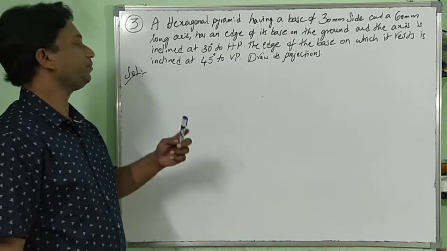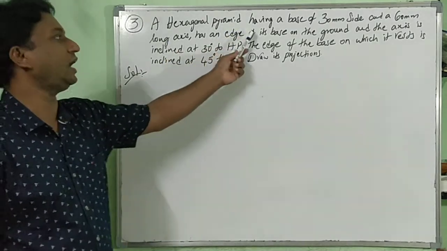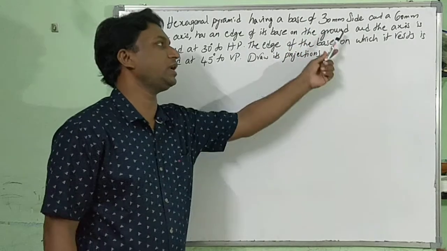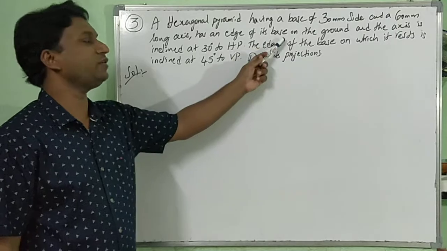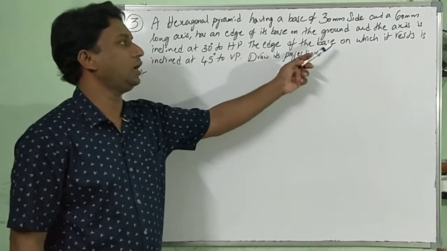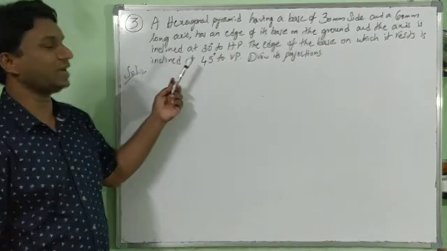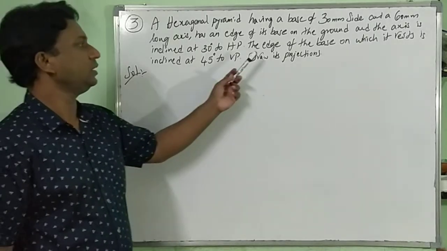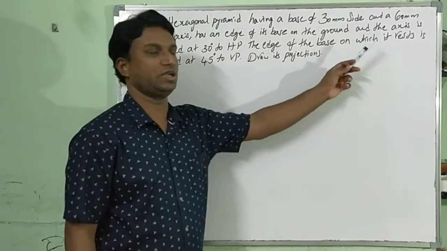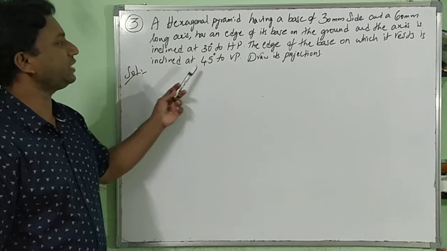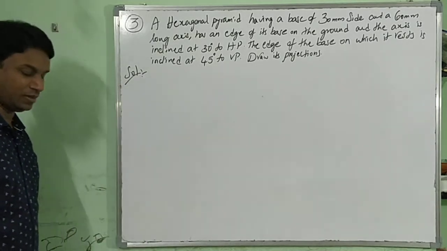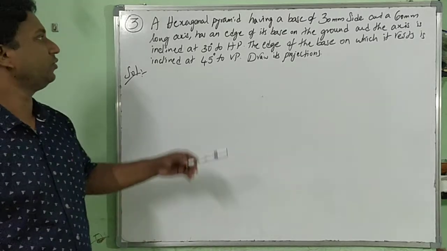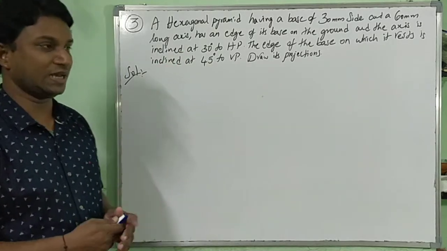Looking at the problem, a hexagonal pyramid having a base of 30 mm side and a 60 mm long axis has an edge of its base on the ground and the axis is inclined at 30 degrees to HP. The edge of the base on which it rests is inclined at 45 degrees to VP. Draw its projections. See, it's similar to the first problem, but we are dealing with a pyramid. Let's analyze the question.